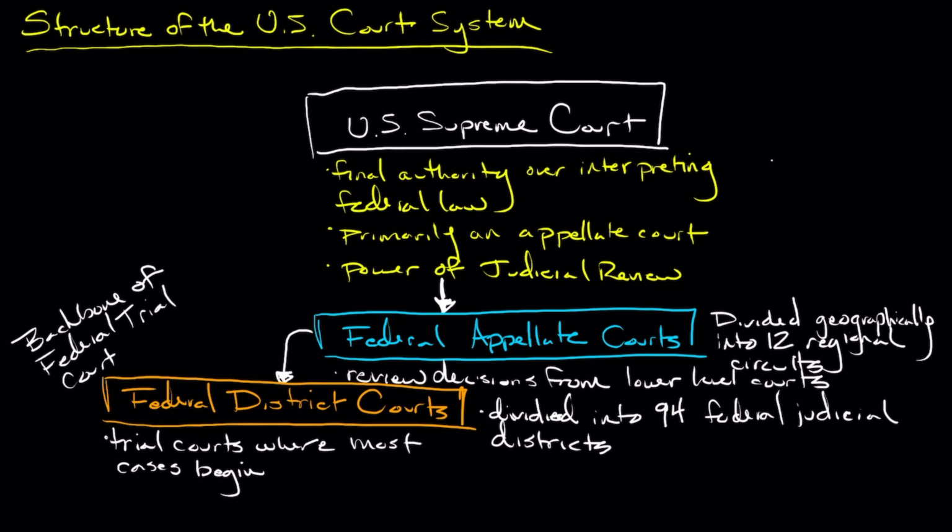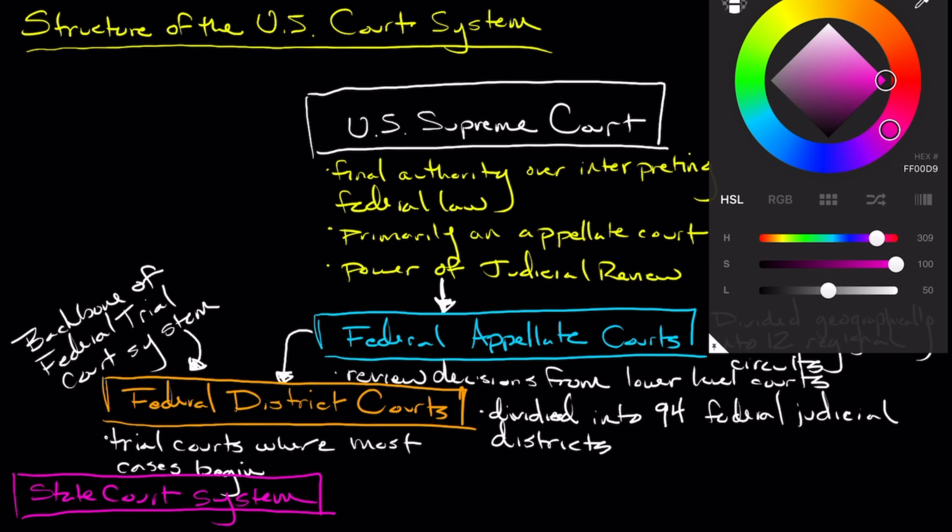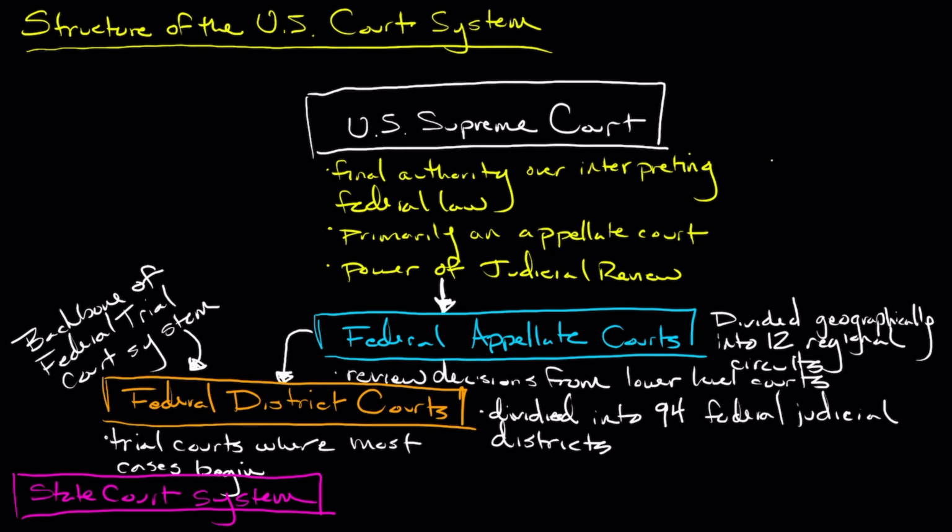Now that we have a better understanding of the federal court system, we're going to shift our focus to the state courts. Each state has its own court system, which operates independently from the federal system. State court systems can vary, but they typically consist of trial courts, appellate courts, and a state Supreme Court.